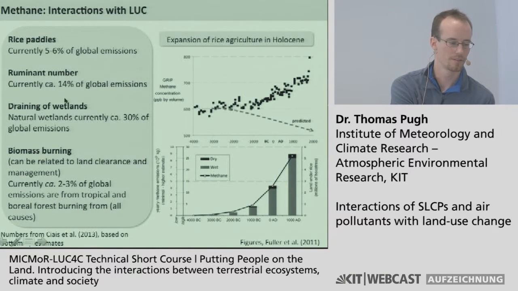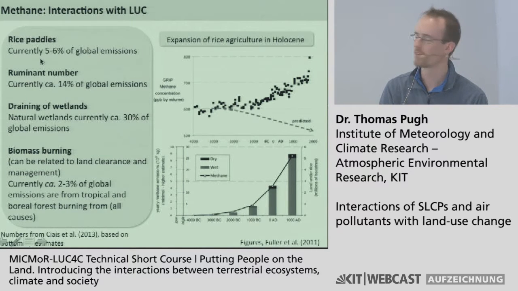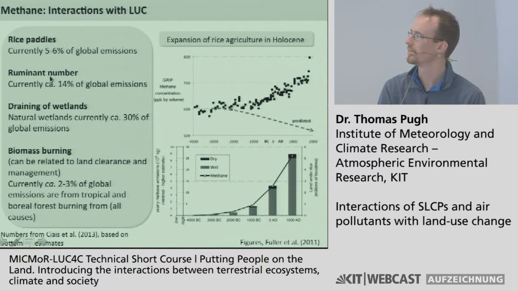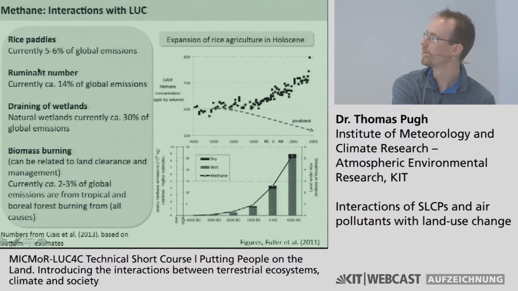So some of these, in a bit more detail: rice paddies, about 5 to 6% of global emissions at the moment. If you change the amount of your rice paddy, and the way you go about that agriculture, you can have a reasonably substantial effect on the methane emissions. Similarly, if you change the number of ruminants, so the number of cattle and similar animals, then this has quite a substantial effect on global emissions. 14% of the current emissions come from ruminant emissions.